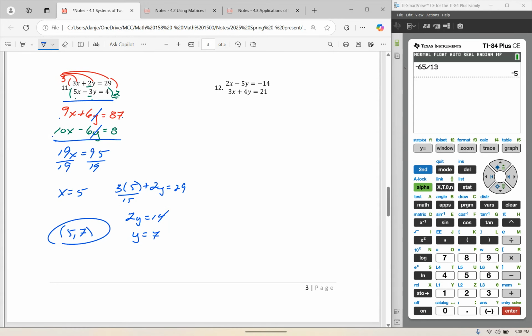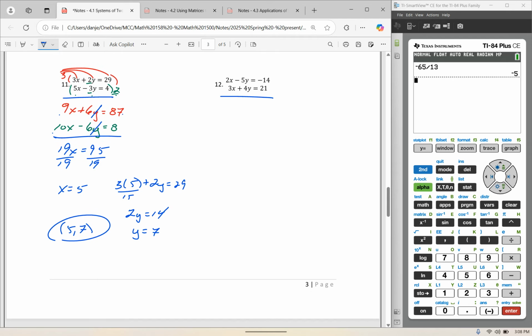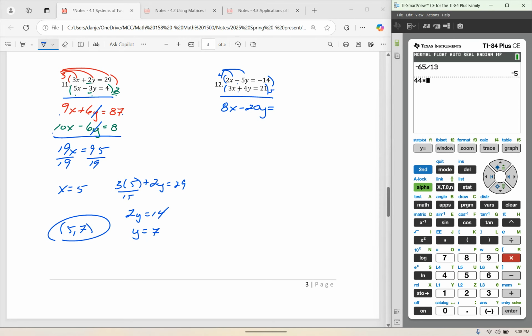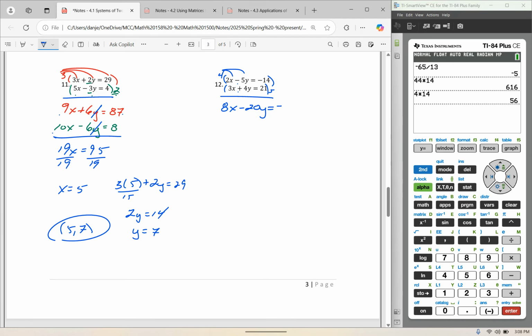In number 12, I might be tempted to multiply the top equation by 3 and the bottom equation by 2 because those numbers are smaller. However, you'll notice that the top equation has a negative 5y and the bottom equation a positive 4y. So again, I'm going to multiply the top by 4 and the bottom by 5. 4 times 2x is 8x. 4 times a negative 5y is a negative 20y. 4 times negative 14. Let's just do that over here. 4 times 14 is 56, but it should have been a negative 14, so that's a negative 56.